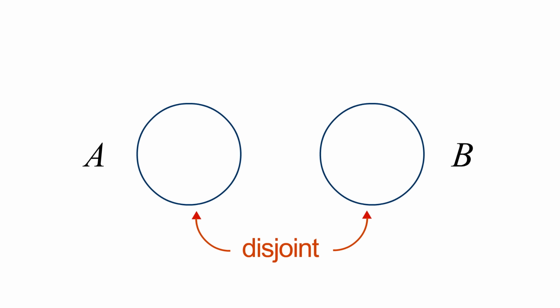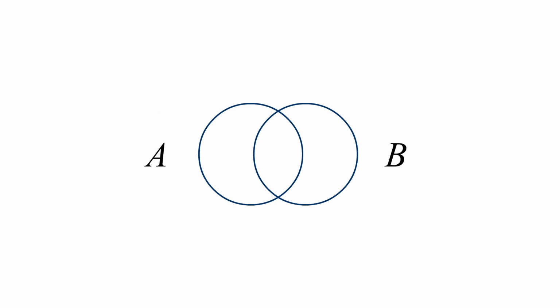If the two circles overlap, this indicates that there are one or more elements common to both sets. The intersecting area represents elements that are members of both A and B. This collection of common elements is called the intersection of sets A and B. We denote set intersection by a symbol which looks like an inverted U. This collection of common elements forms a new set.